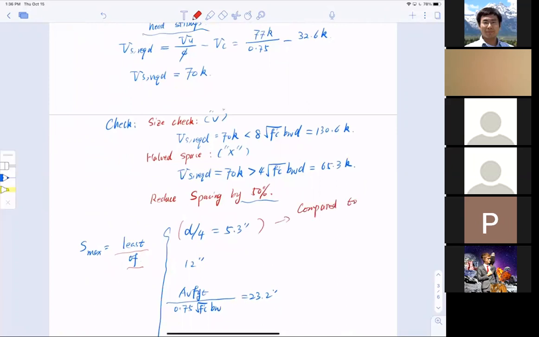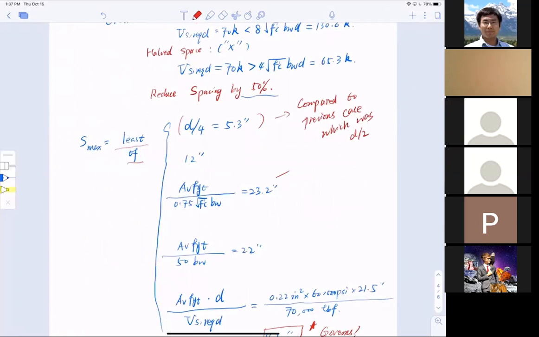Right, so let me write it down here so we won't be confused. Compared to the previous case, which was d divided by 2, this is the same thing, and this is 24 inches. Got it? So only these two change. Anything else, folks? This is very, very important.